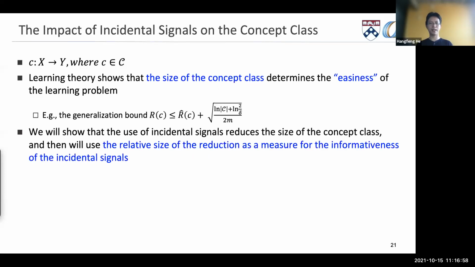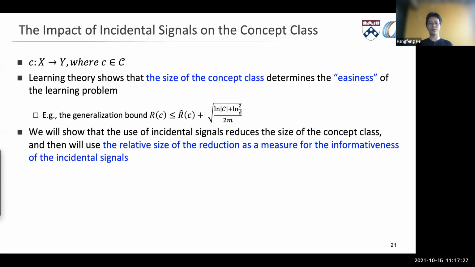Now let's take a look at the concept class for some intuition. Given the big C for the concept class, and for every concept small c mapping from input x to output y, learning theory always shows that the size of the concept class determines the difficulty of the learning problem. As shown in the generalization bound, we can see that log of C plays an important role there. A smaller size of the concept class would lead to a smaller generalization bound.